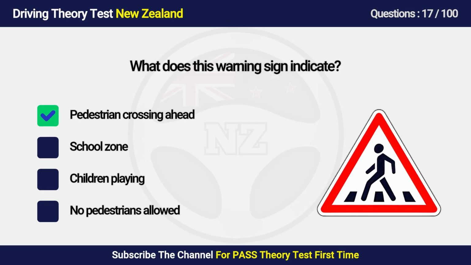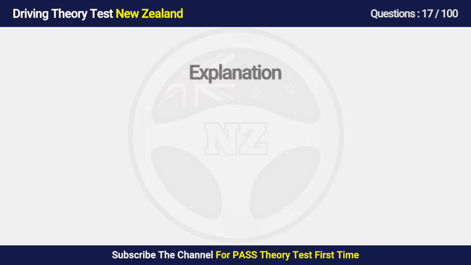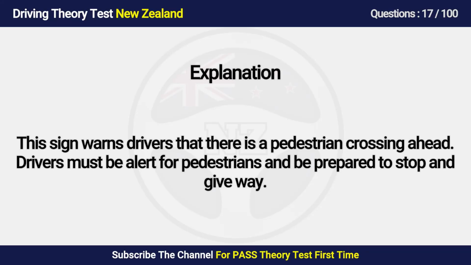Answer is A. Pedestrian crossing ahead. This sign warns drivers that there is a pedestrian crossing ahead. Drivers must be alert for pedestrians and be prepared to stop and give way.